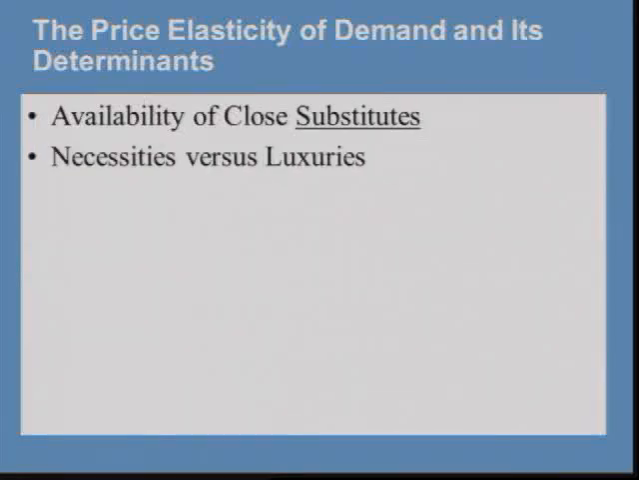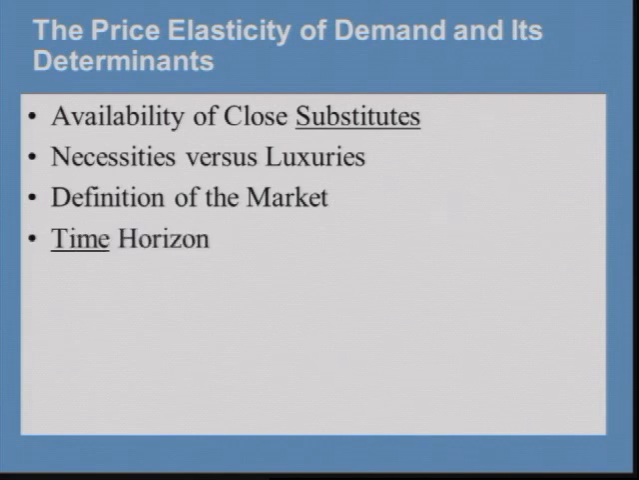Okay, determinants is just a fancy word for things that affect or will change our elasticity of a product. Okay, the first one is the availability of close substitutes. If we're talking about bottled water, for example, I've got Niagara up here that you can get from H-E-B. What are some other brands of bottled water you can think of? Deja Blue. Okay, Deja Blue, Aquafina, Smart Water, Fuji Water.